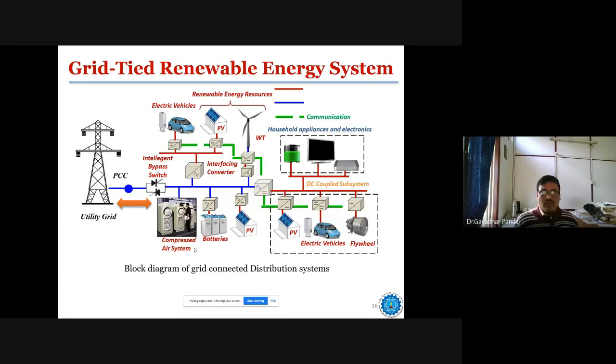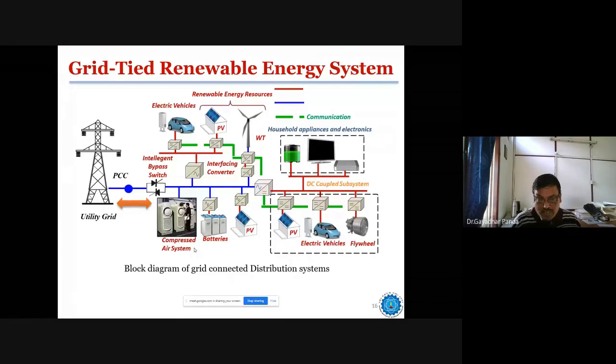Then this is a general diagram of a grid-tied renewable energy system or microgrid, where many different renewable energy sources are there, and for storage purposes you can use the electric vehicle also. And the interfacing converters are there depending on the source, whether you go for DC to DC as well as DC to AC. Two-stage conversion devices are there and single stage devices also. That depends on the configuration.